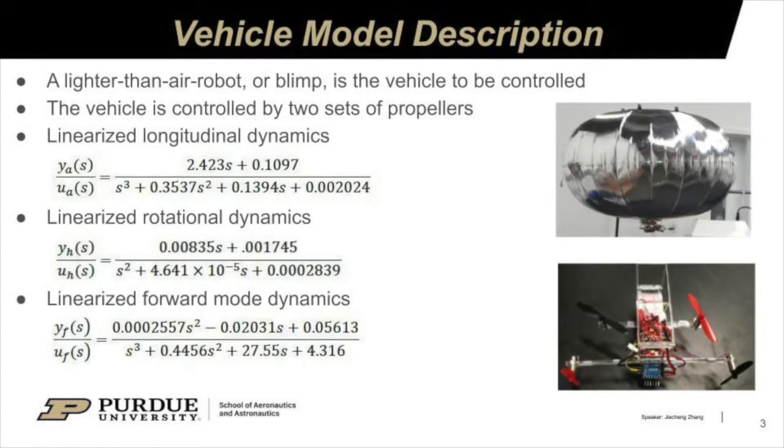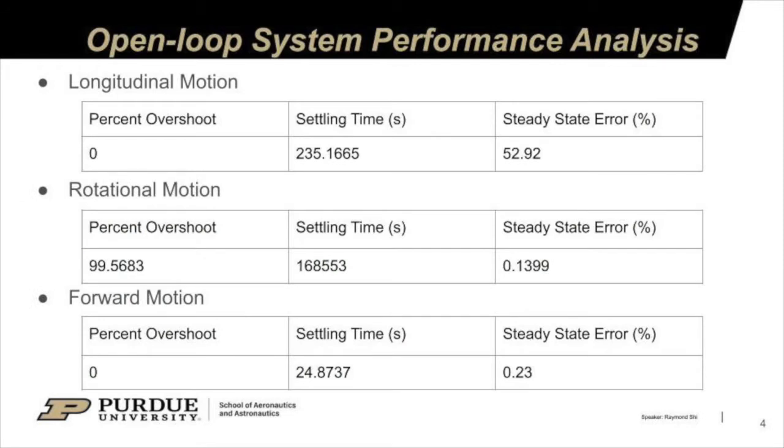So the vehicle model, as described in the project description, is a lighter-than-air robot or blimp, and it is controlled by 2 sets of propellers, with one set facing upward and the other set facing forward. Therefore, these 2 sets of propellers can introduce 3 sets of separate motions: the linearized longitudinal dynamics, the linearized rotational dynamics, and the linearized forward dynamics in the lateral mode. This is our open loop system performance analysis.